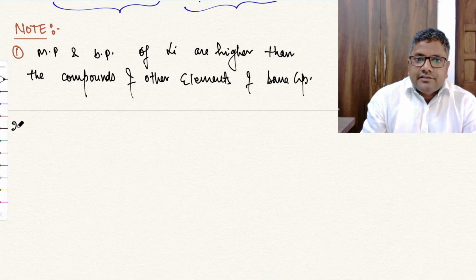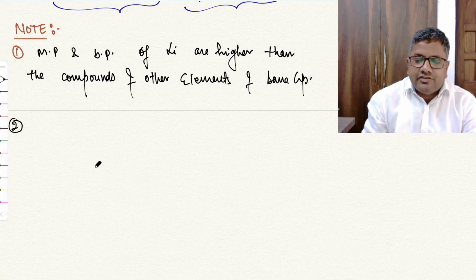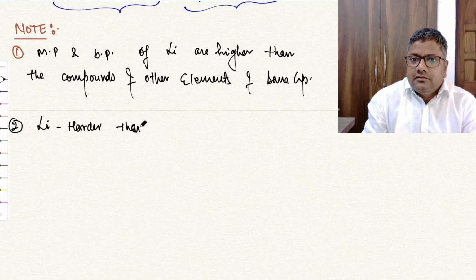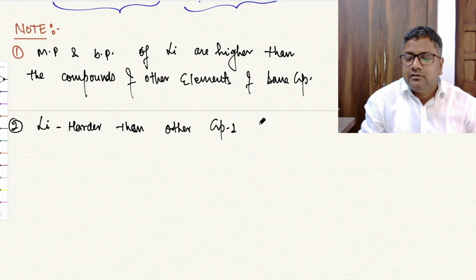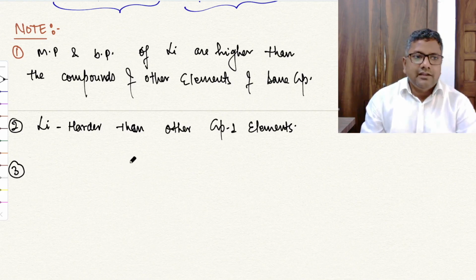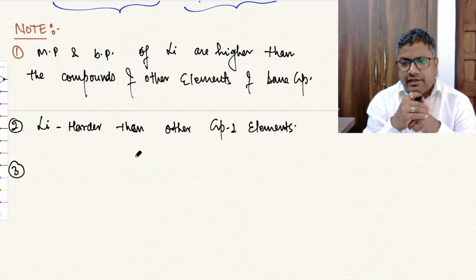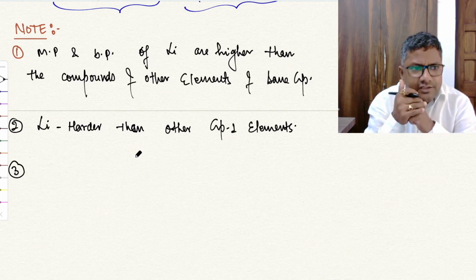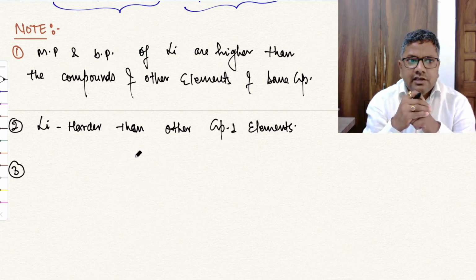Now the second point is lithium is much harder than other group 1 elements, right? Third point is that lithium reacts least readily with oxygen, right? Very less reaction, and it has the tendency to form normal oxide. I have already discussed this, so I am leaving this point. Lithium hydroxide is least basic. As you know, the basic strength increases down the group. Already I have discussed this, so I am leaving this also.